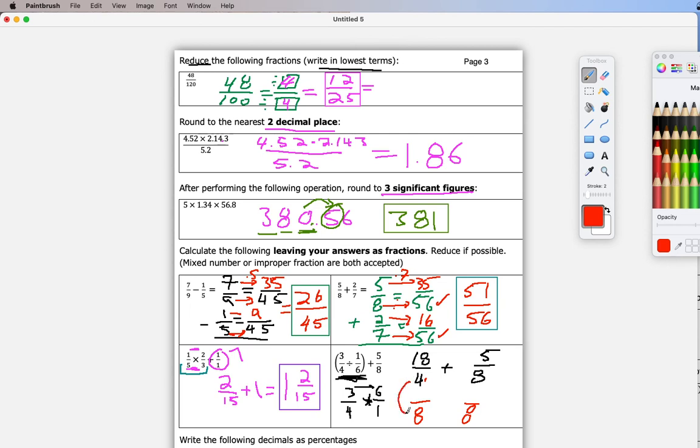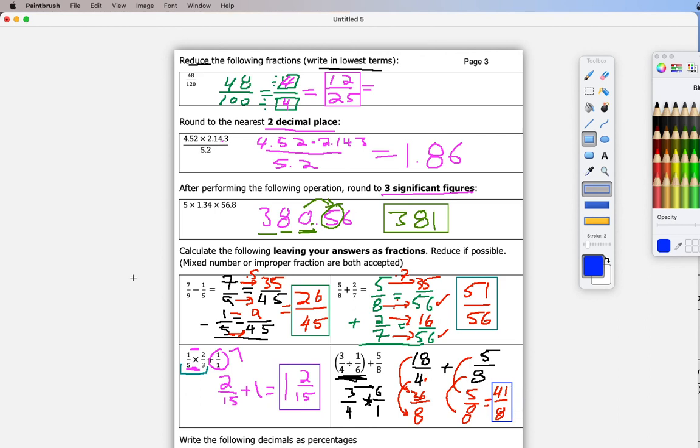How did I go from 4 to 8? Well, I times it by 2. So I need to take 18 and times it by 2 as well. And you get 36. How did you go from 8 to 8? Well, times by 1. So you need to go 5 times 1, and that doesn't change. And at this point, you can add 36 plus 5, and you get your 41 over 8. And there you have it. That's your answer for this one here, 41 over 8.